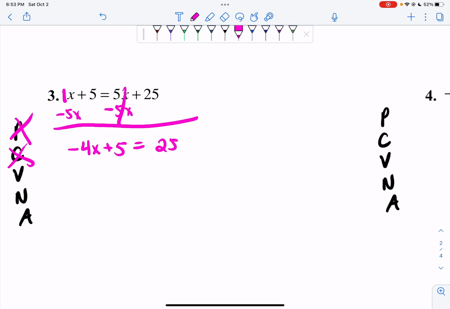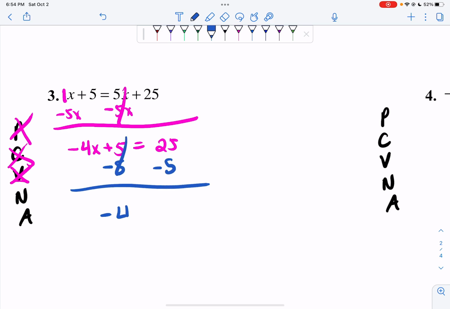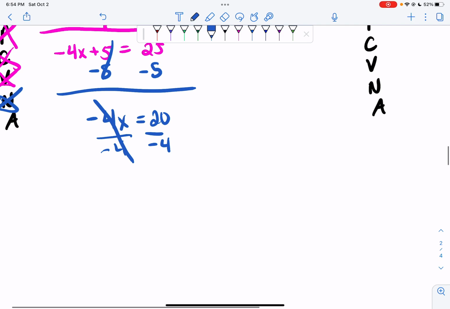Now all my variables are on one side. Now I need to move my number, so I need to move that 5. It's positive, so I got to subtract it. Subtract 5, subtract 5. Now all my numbers are on one side, and last but not least, I have to get rid of that negative 4 by dividing. So I'm going to divide by negative 4. When I divide by negative 4, I get x is equal to negative 5 as my final answer.